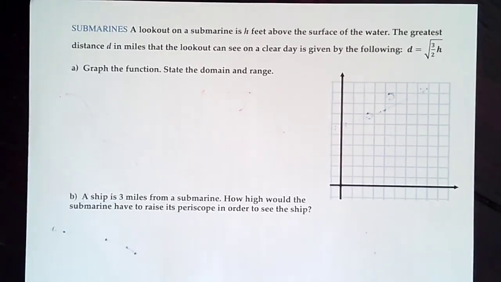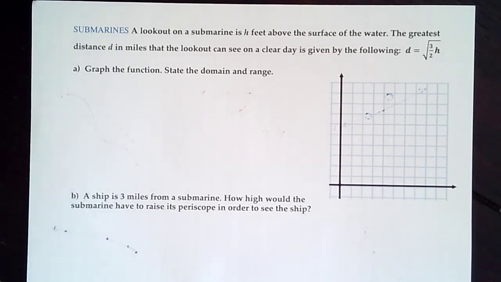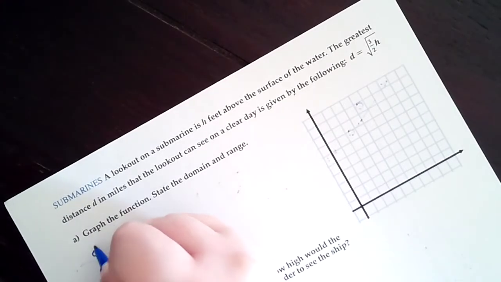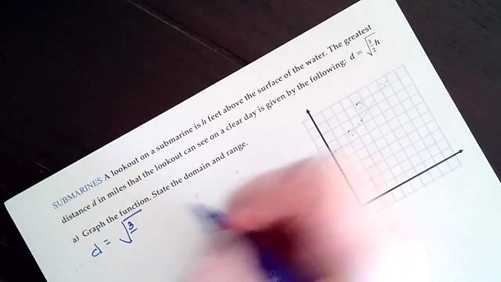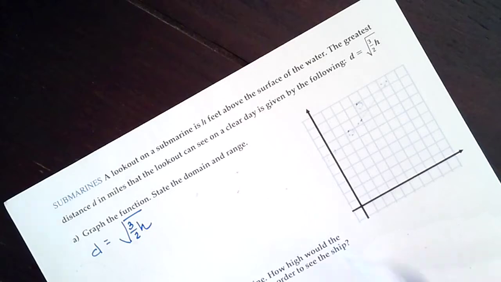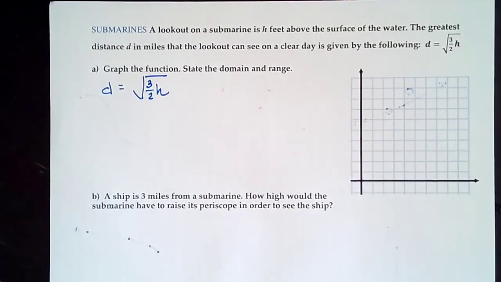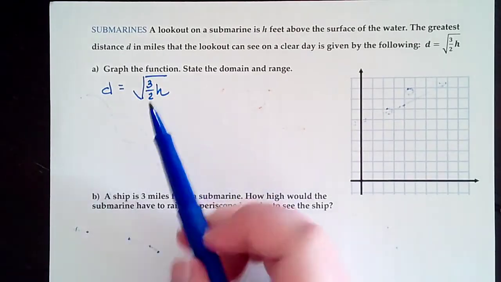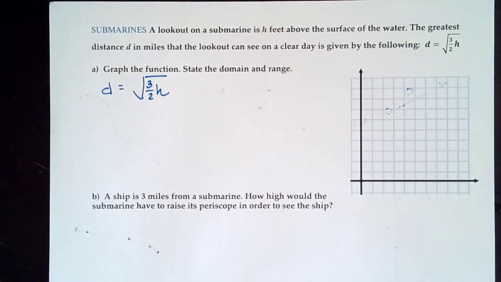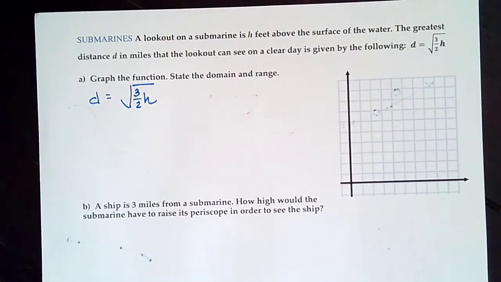So a lookout on a sub is h feet above the surface of the water. The greatest distance d in miles that the lookout can see on a clear day is given by the following. And then graph the function. Right away, you guys know how I prefer to just pull out the numbers of a problem. I don't like working with all of the extra words if I don't need to. So there's my function that I'm working with. And it doesn't ask me for any information that has to do with the problem. All it says is graph it and state the domain and range.